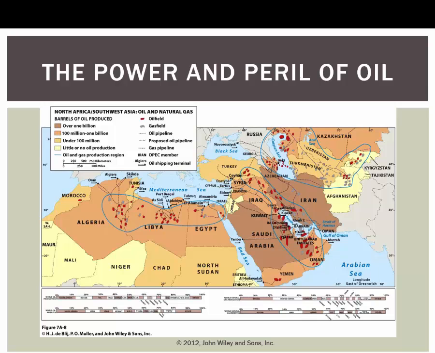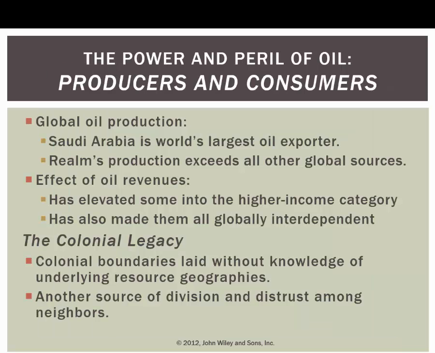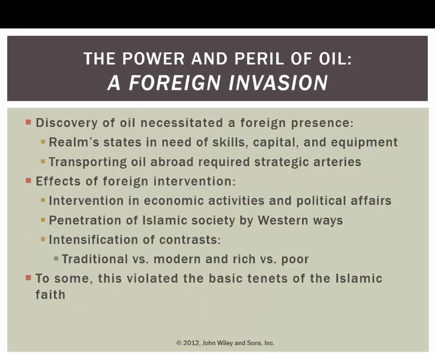Here's a map that shows us how many barrels of oil are produced annually in this region. It shows us where the reserves of natural gas are located as well. Saudi Arabia is the world's largest oil exporter. The effect of oil revenues has elevated some into the higher income category and has also made them globally interdependent.